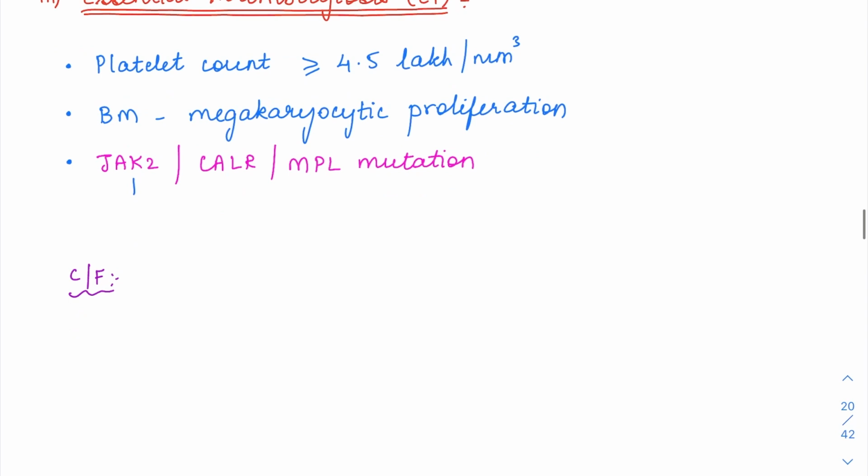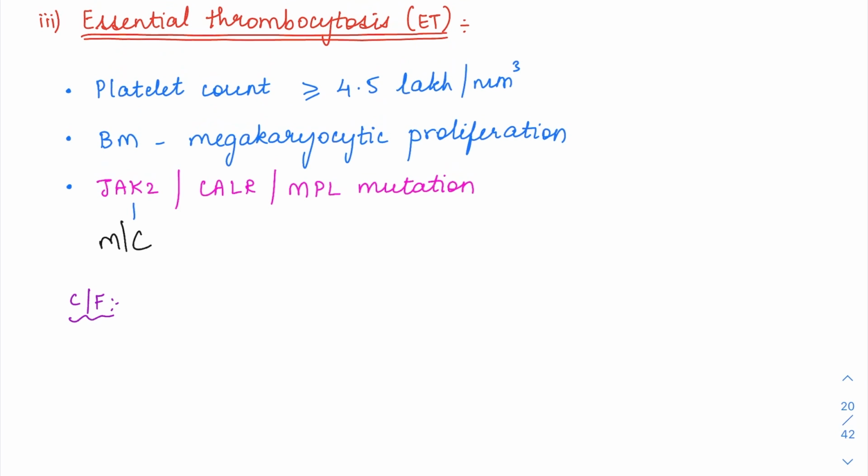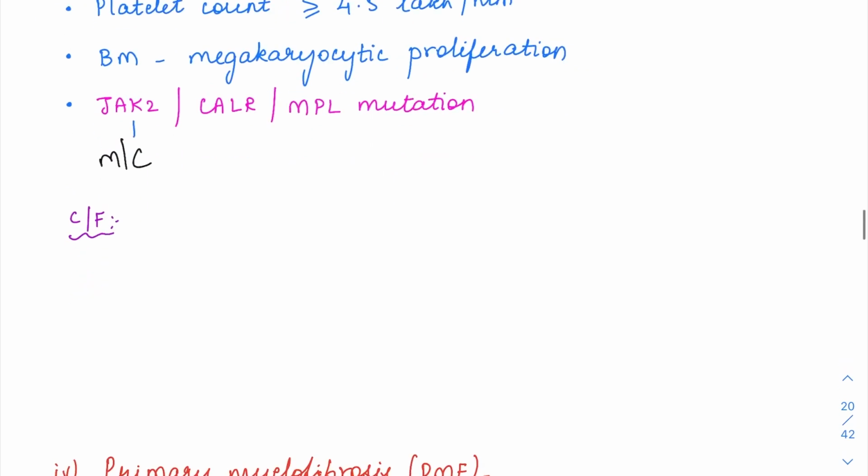And the characteristic mutations here are the JAK2 mutation, calreticulin mutation, and then MPL mutation. So JAK2 is common for all three, which are essential thrombocytosis, PCV, and primary myelofibrosis. But along with that, in essential thrombocytosis and also in primary myelofibrosis, you are going to have calreticulin and MPL mutations. JAK2 is the most common mutation here.